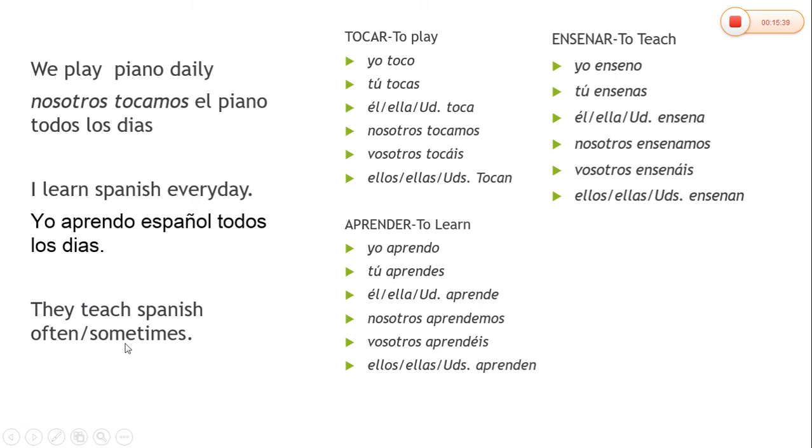They teach Spanish often or sometimes. The word for to teach is enseñar, a verb. Yo enseño, tú enseñas. I made a mistake here. On top of this n, there will be a tilde which gives the ny sound. If there is no tilde, then we will pronounce it differently, which will be wrong. So there is a letter in Spanish, ñ, which gives the ny sound. So yo enseño, tú enseñas, él, ella, usted enseña, nosotros enseñamos, vosotros enseñáis, ellos, ellas, ustedes enseñan. Let's do this. Ellos is they, enseñan español a menudo, which is often, or sometimes is algunas veces. Ellos enseñan español a menudo, or algunas veces.